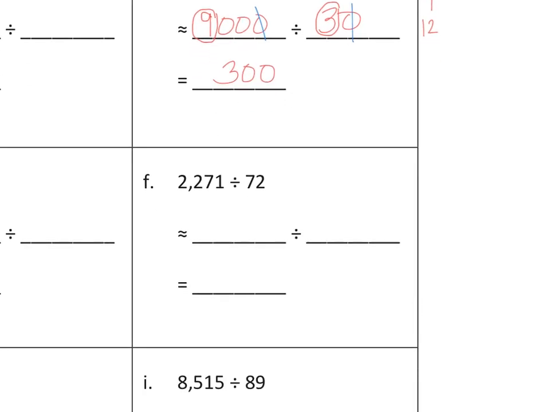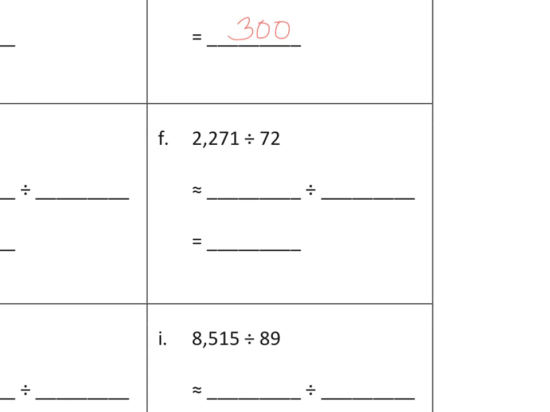Let's move down to F. So we have 2,271 divided by 72. So we're going to round the divisor first. 72 is closer to 70, and we're going to use the 7 as a basic division fact. So let's count by 7s. We got 7. If you double that, that's going to be 14. 7 times 3 is 21, and then 7 times 4 is 28.